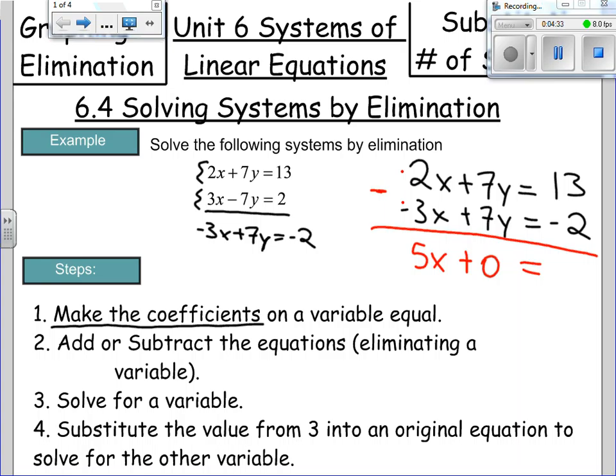The reason why we wanted that 7y to be the exact same is so that when we subtracted, it went away. Our y's are now gone. Now we just have 5x is equal to 15. And that's easy to solve. So what's x equal to? 3. If you had left it as negative 7y, so if the signs had been different, you could have just added the two equations. I like to make them so they're always the same. That way I can always do subtraction.